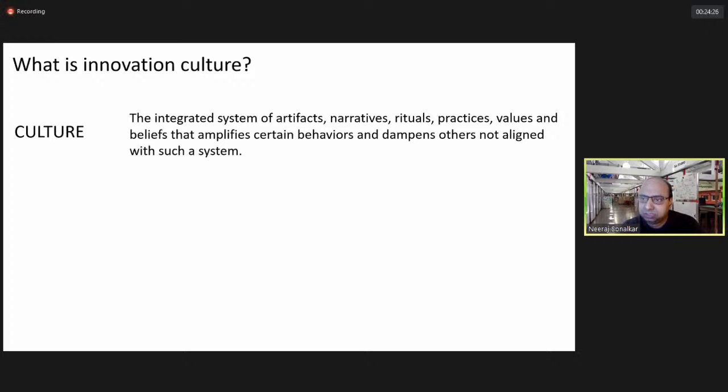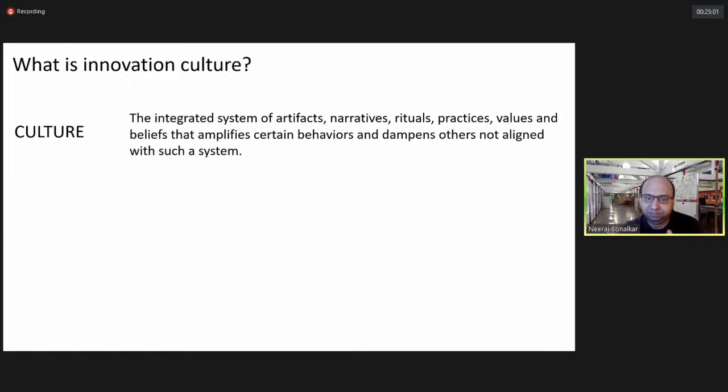Values are not something that's put on the walls. We visit a lot of companies and they have these four values. We are customer centric. We are X, Y, Z. But really, that's not values. That's just some writing on the wall. Values is where you put your resources. That's what indicates your values. And then I look at your beliefs, what kind of beliefs you hold that you think will make you successful in the market.